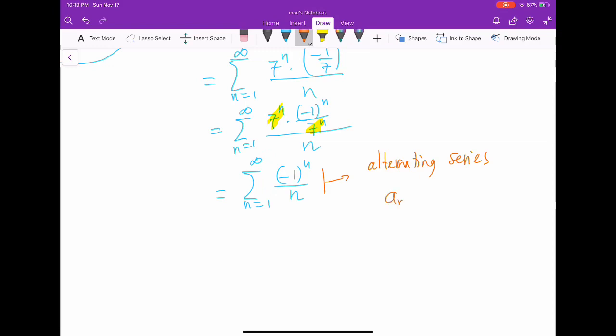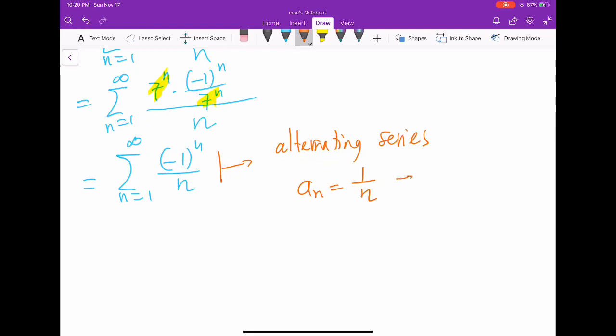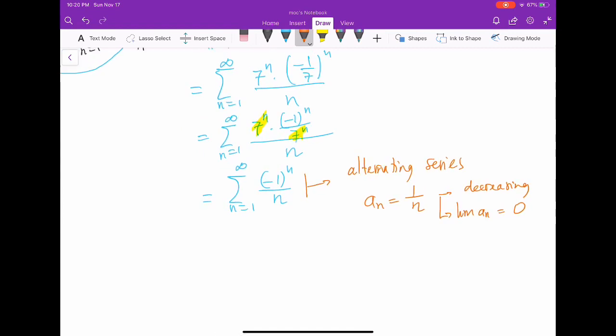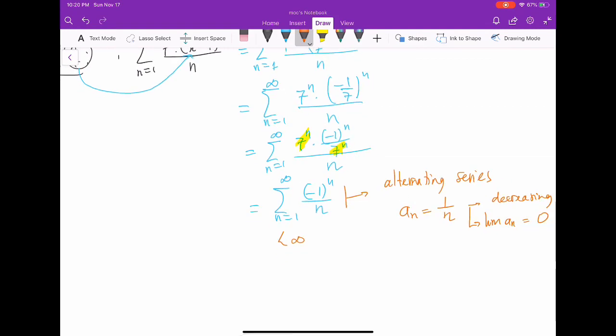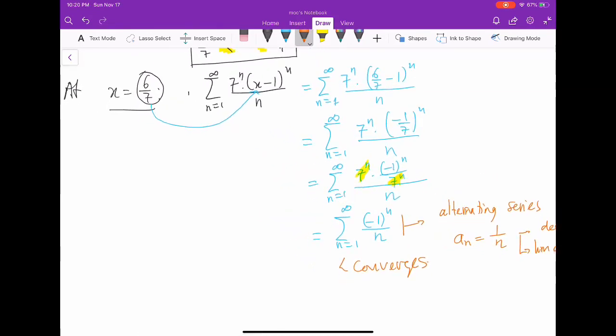And what is a_n? a_n in this case is 1 over n. And we know that a_n is decreasing, and the limit of a_n is 0, which is obvious. So by the alternating series test, this series converges. That means when x equals 6 over 7, our series converges. This means this point should be in the interval of convergence.